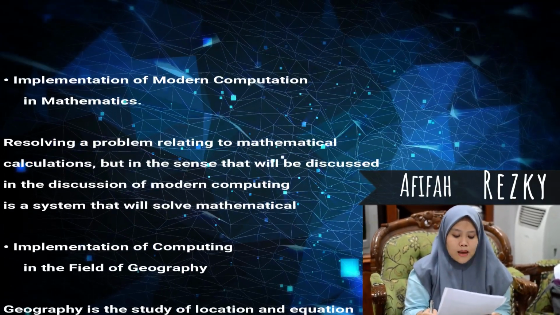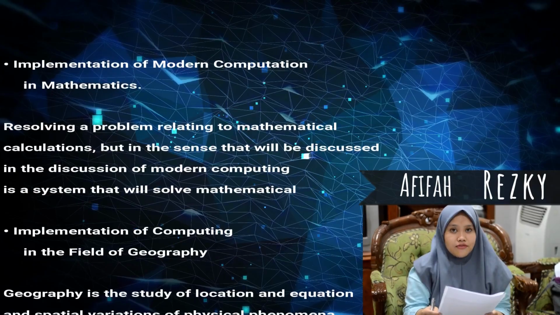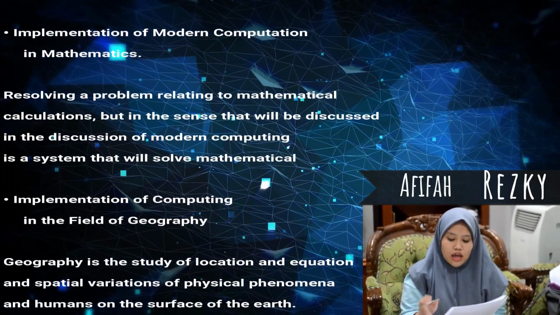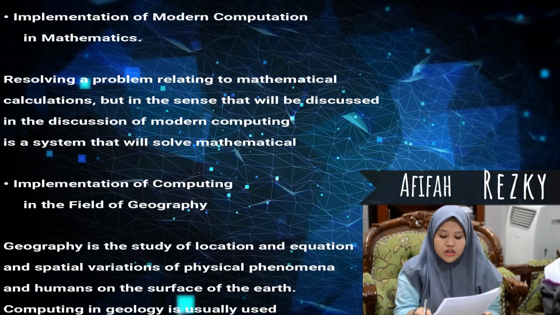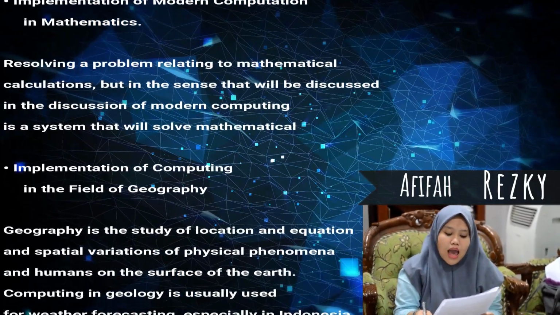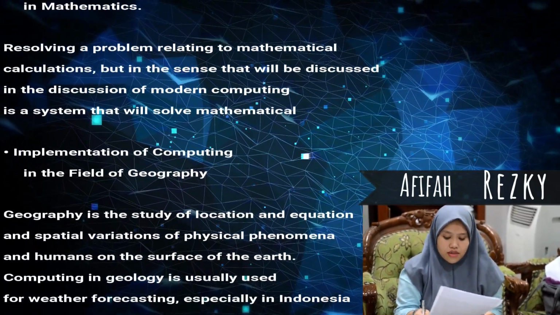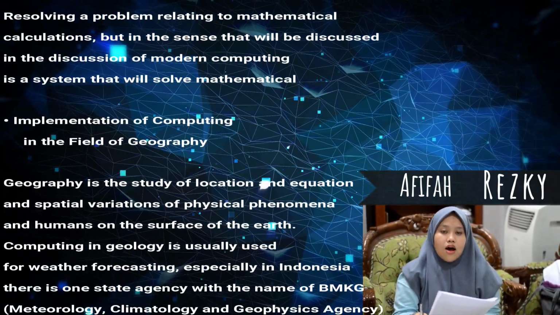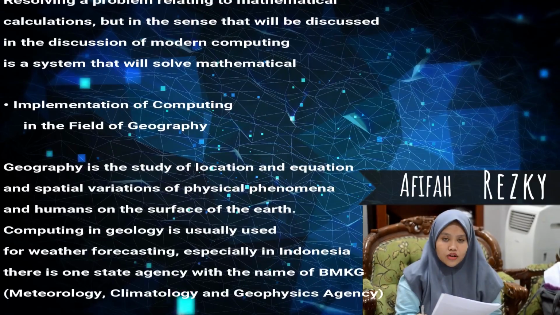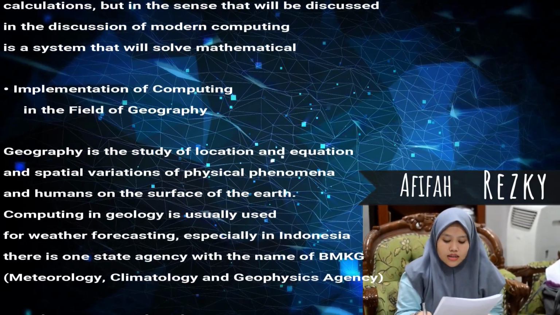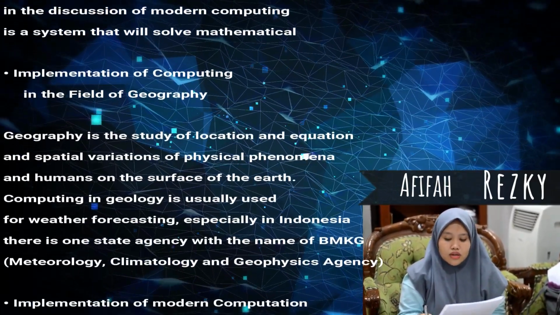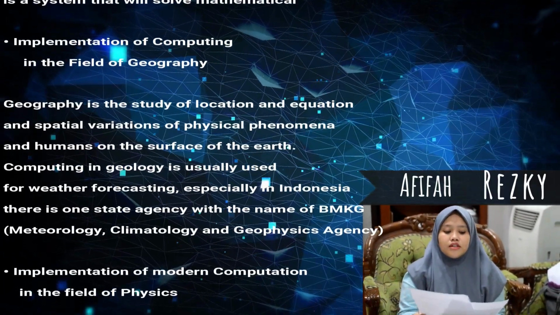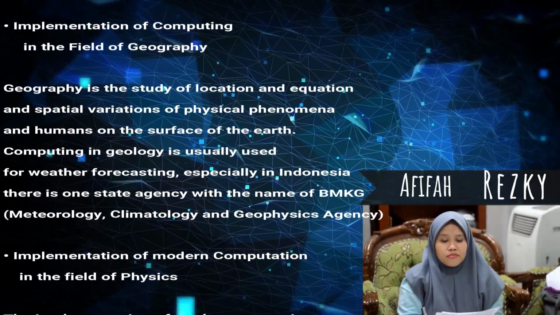The fourth is implementation of computing in the field of geography. Geography is the study of location and spatial variation of physical phenomena and humans on the surface of the earth. Computing in geography is usually used for weather forecasting, especially in Indonesia, in the state agency with the name of BMKG. The fifth is implementation of modern computation in the field of physics.